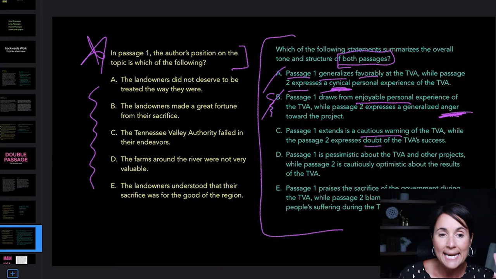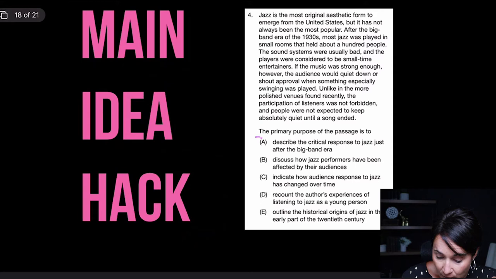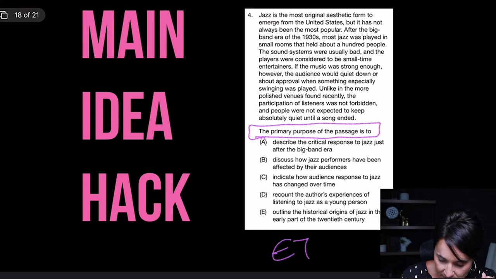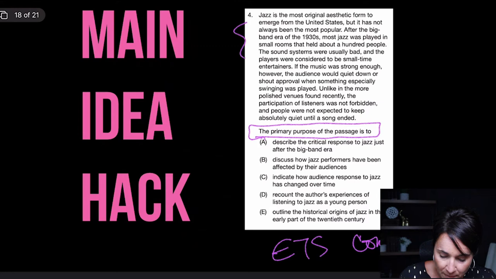Now, let's talk about main idea in terms of how to hack this kind of question. When I say hack, I mean kind of skirt around it, make it shorter, make it simpler for yourself. This is going to be a shorter passage, from the ETS study companion, from their booklet that I just showed you online. They have this short passage here, just a paragraph, and then it says the primary purpose.